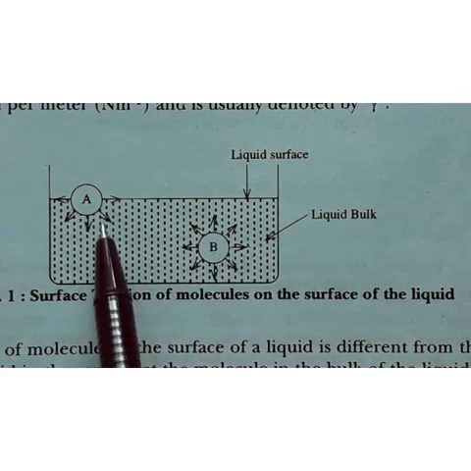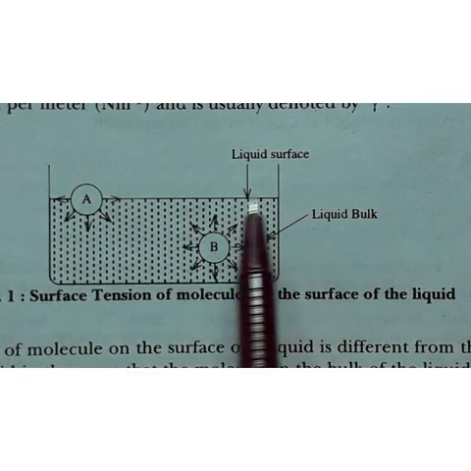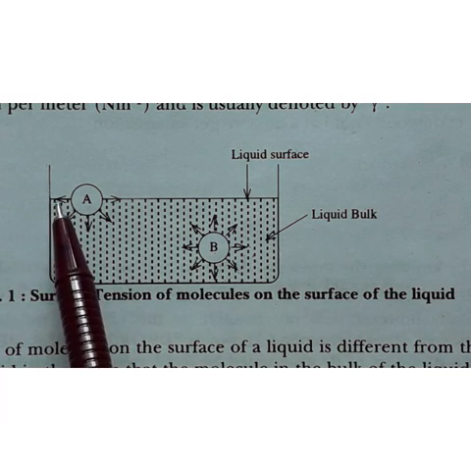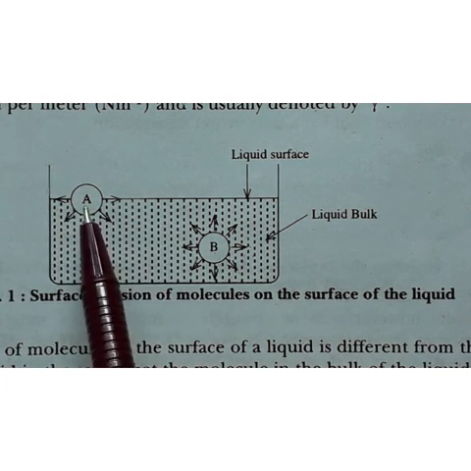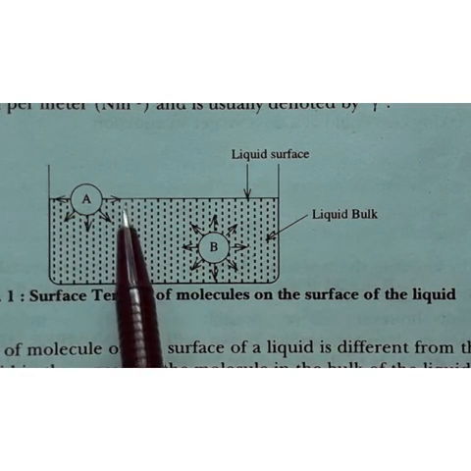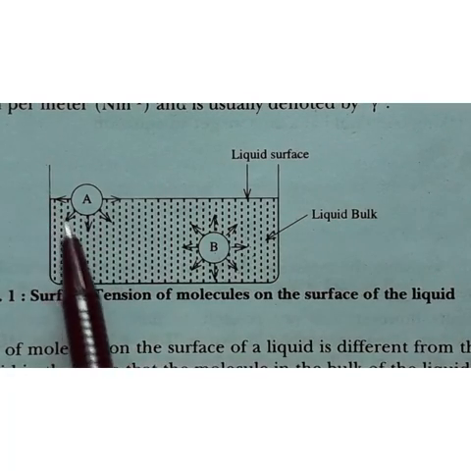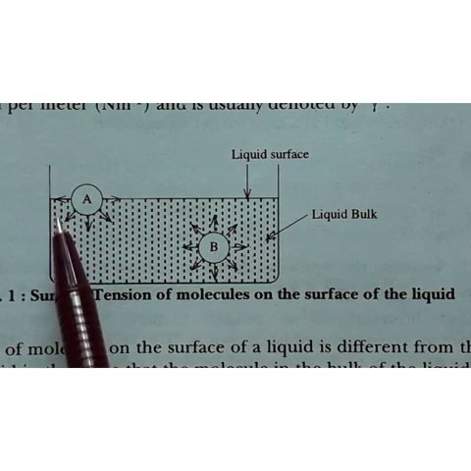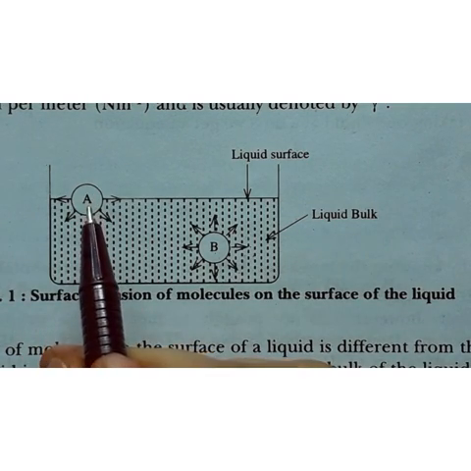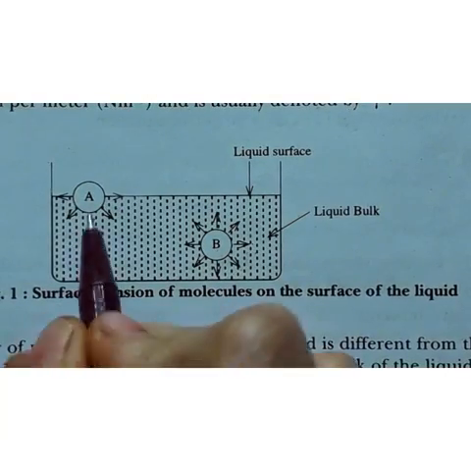But what happens in case of A? This molecule A is present at the surface. You can see there are molecules present only on the downside of molecule A. Here one molecule is there, here is there, here is there. That means intermolecular forces of attraction are working from the downside only. So these molecules present in the liquid bulk are pulling molecule A towards themselves. Understand? So there is a downward pull.